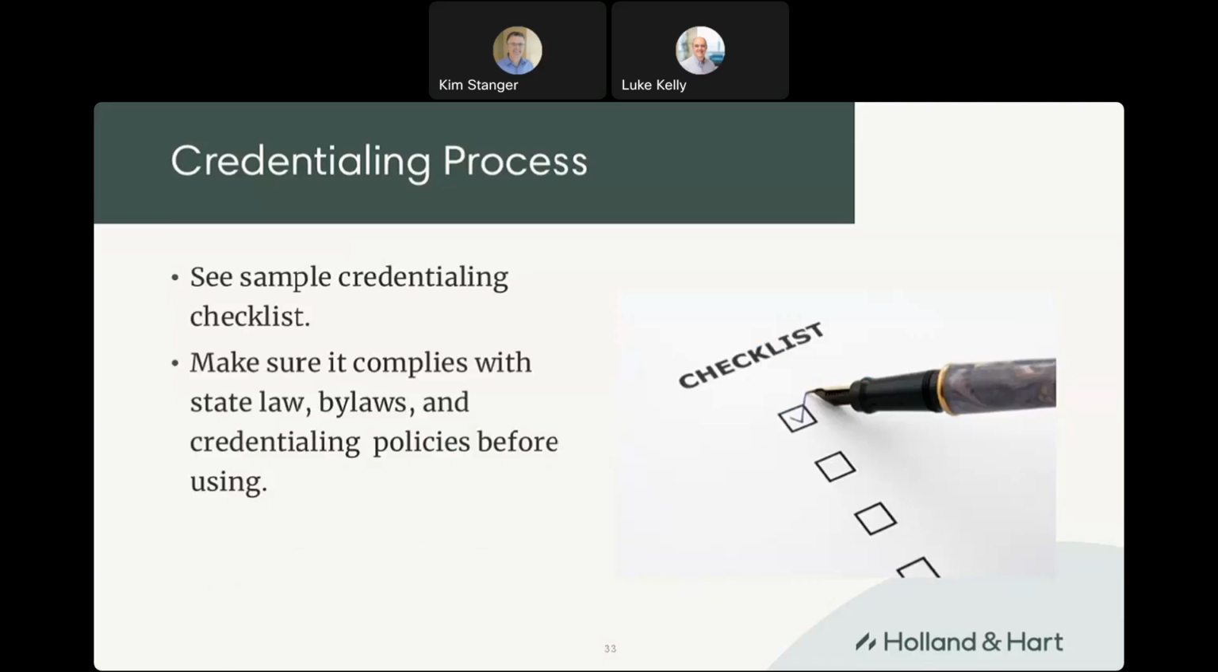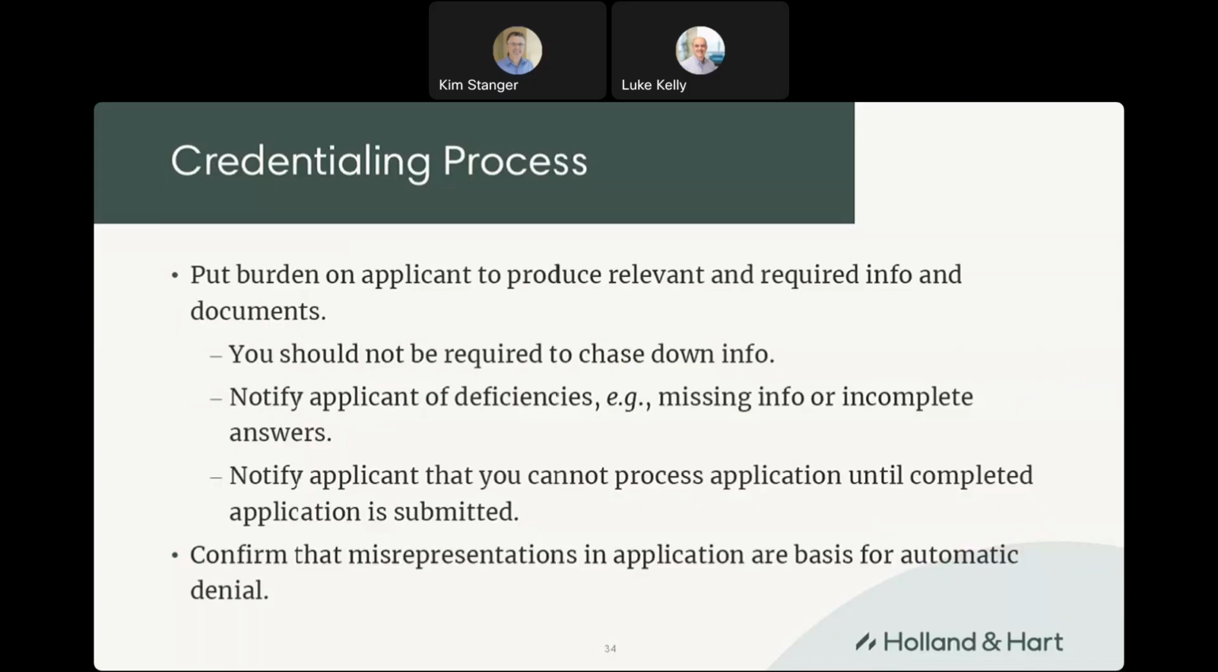As far as the credentialing process, among others, I provided you a sample checklist. I'm not going to go through all of those things. I'm sure you're familiar with a lot of those requirements. I am going to touch base on a couple of issues, though, when you're going through that process.